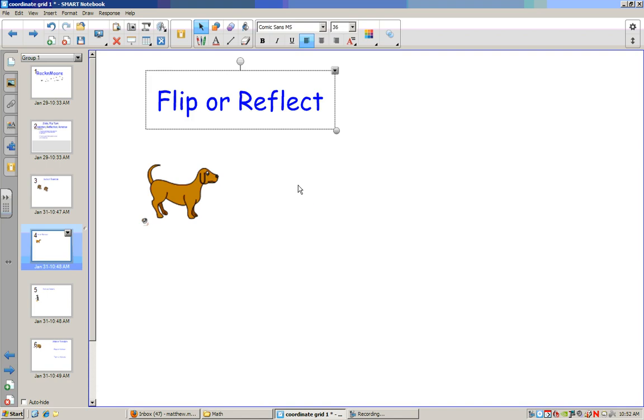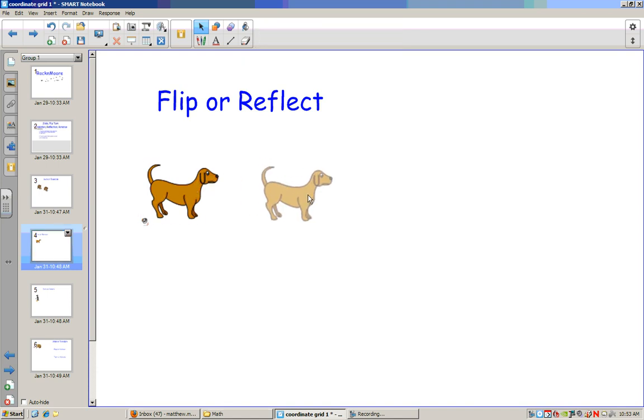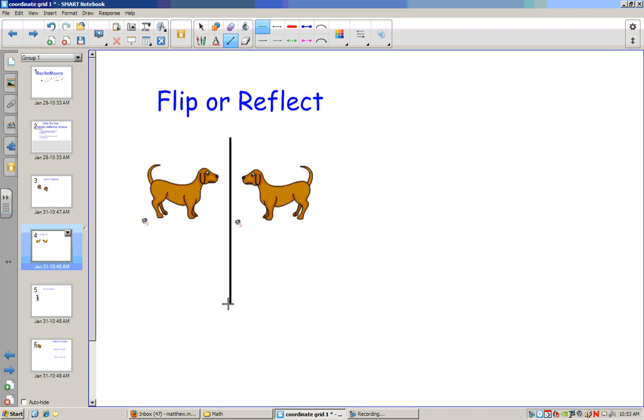The next one, flip or reflect. Well, when we flip an object or reflect it, you think of a mirror. What does your reflection look like in a mirror? It doesn't look exactly the same. What your reflection looks like is like it's facing one another. Flip is the same. It's like we took this dog and we flipped it over across. So we've flipped the dog or we've seen the reflection of a dog. The easy way to think about reflection is if this line was a mirror, what would the reflection look like? Well, it would look like the dog was looking at itself.